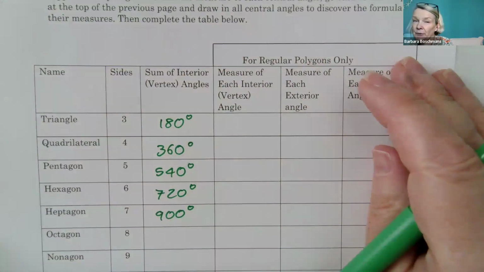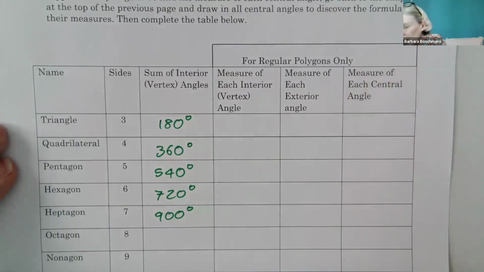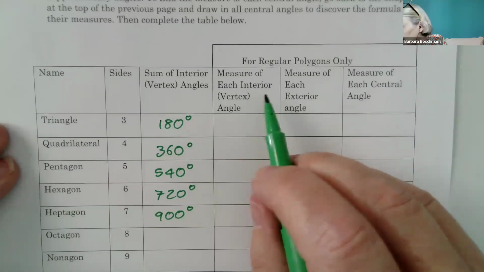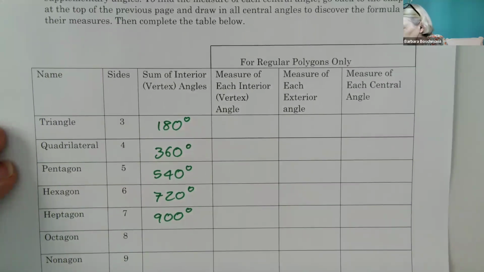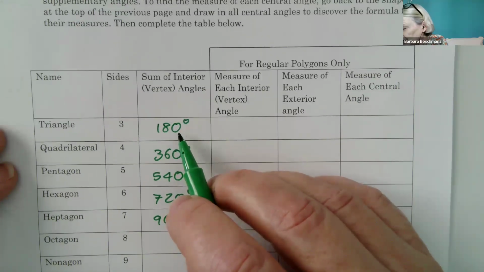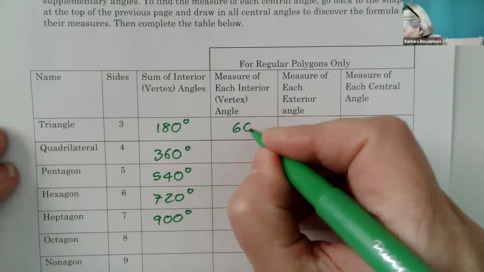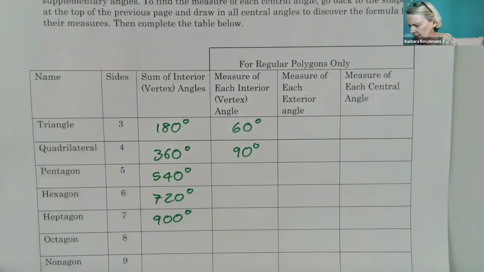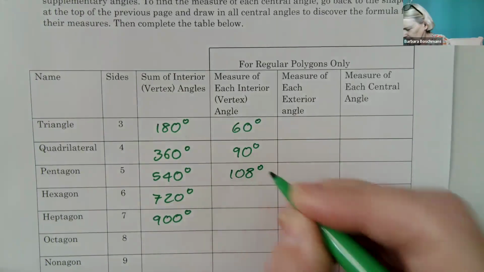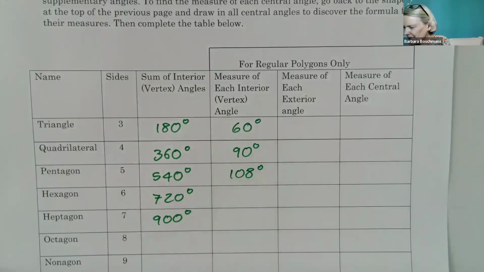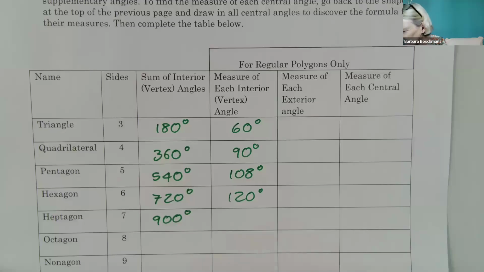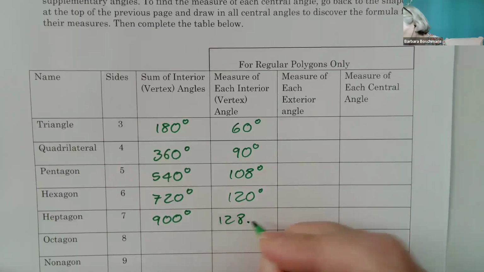Now, the next part is for regular polygons only. That means all the sides and all the angles are the same. So if I want the measure of each interior angle, also called the vertex angle, we know that that is going to be the sum divided by the number of sides. So this would be 60. 360 divided by 4 is 90. 540 divided by 5 is 108. 720 divided by 6 is 120. 900 divided by 7. Oh, it's not nice. It's 128.57.